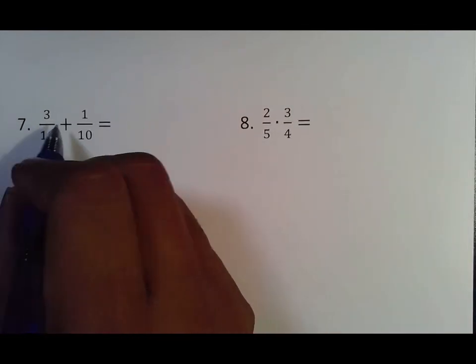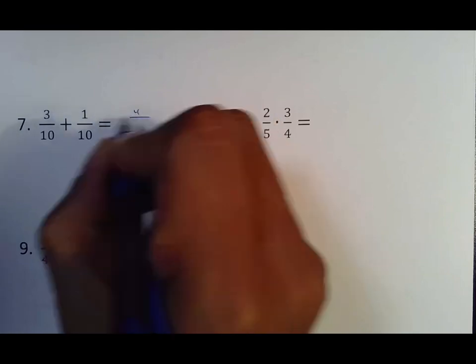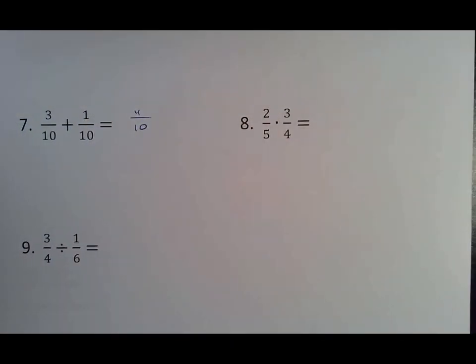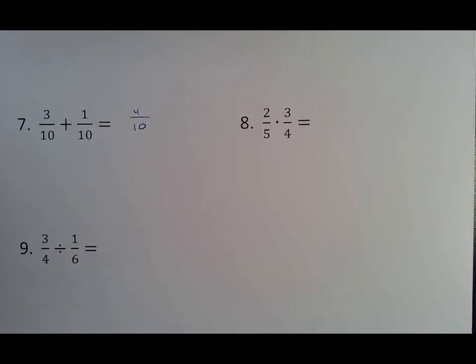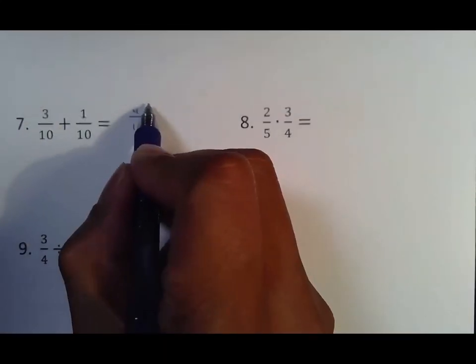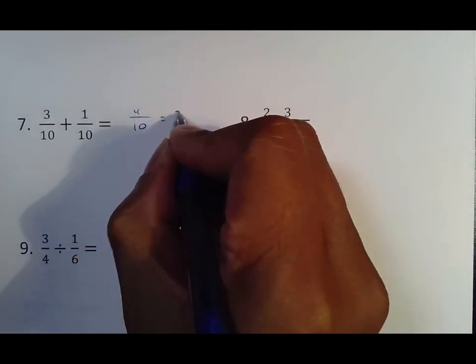3 over 10 plus 1 over 10, as we know, is 3 plus 1, which is 4 over 10. Sorry, my video is running long, I just noticed that. But here's the thing you have to start doing: 4 and 10 are both even, so you have to reduce it.